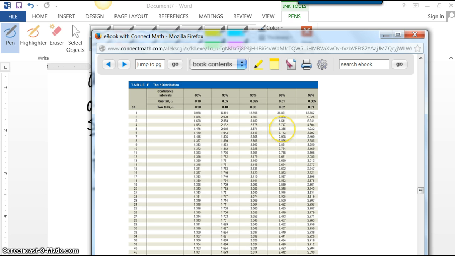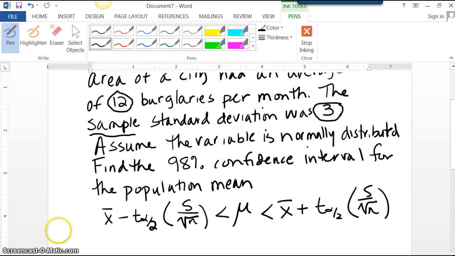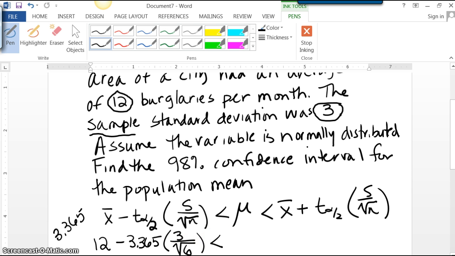And then you see a 3.365. So the t that's going to go in this formula is 3.365. The x bar is the mean, the sample mean, which is 12. The t goes right here. The sample standard deviation goes in the numerator of this, and it's over the square root of the sample size. And then on the other side, it looks very similar to this, except that it's got a plus sign in it.